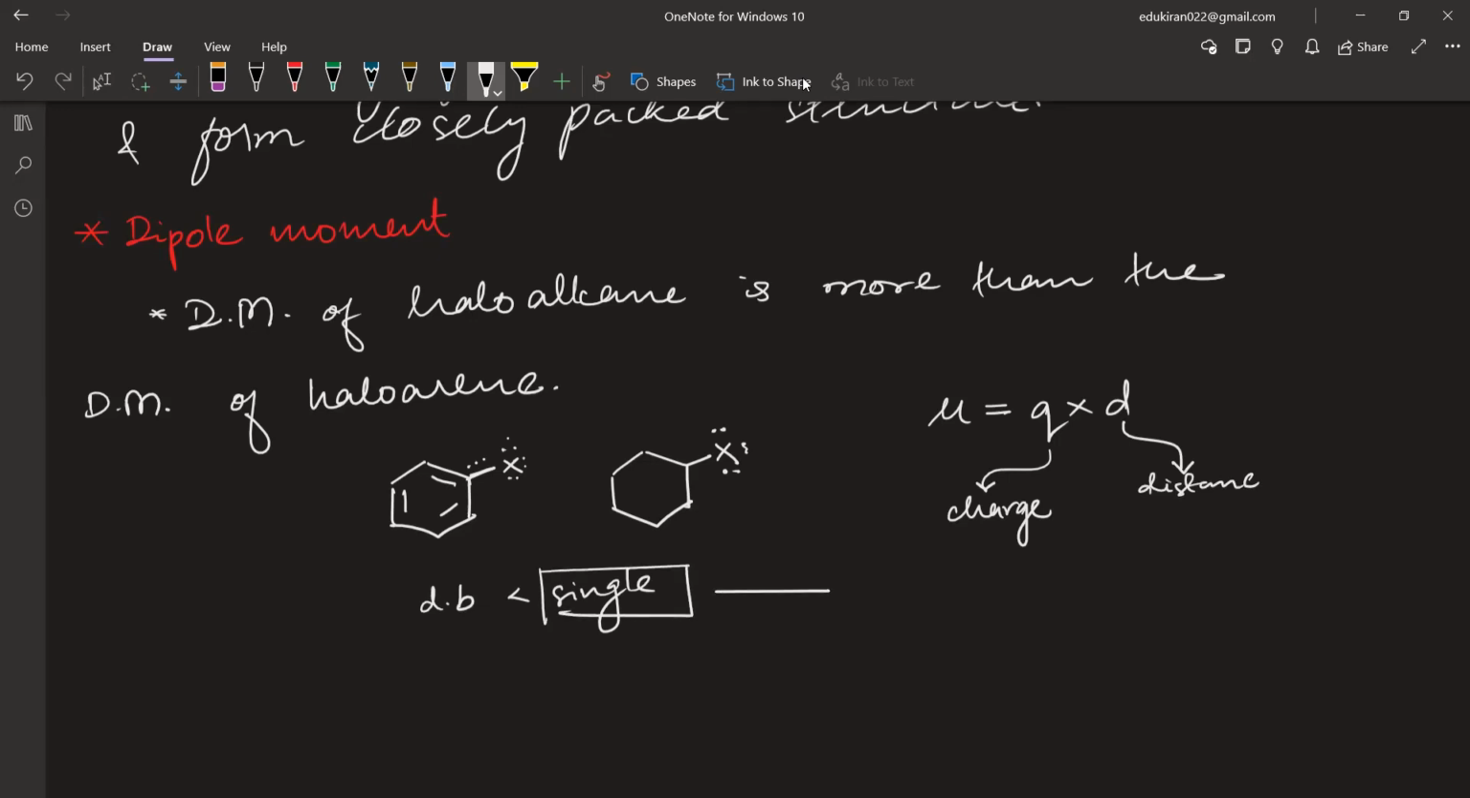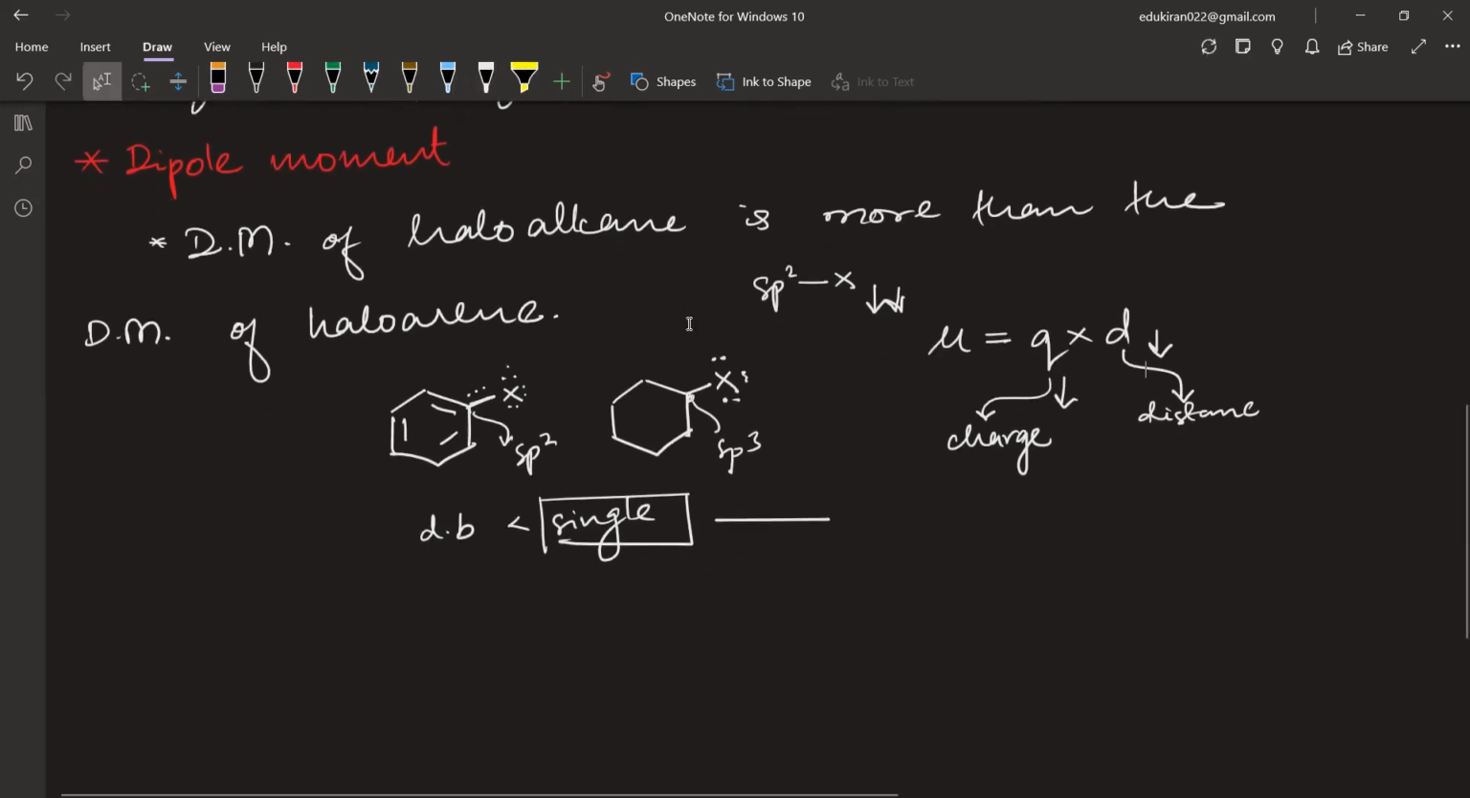As you can see, the first thing is that if the single bond is longer, its dipole moment will be higher. Is that right? Yes or no? Okay. Next point is that this is an sp3 carbon and this one here is an sp2 carbon, right? And sp3 carbon is less electronegative than sp2 carbon. So the electronegativity difference between sp2 carbon and halogen will be lower. That means both the charge and the distance are lower. That is why the dipole moment of haloalkane is more than that of haloarene.